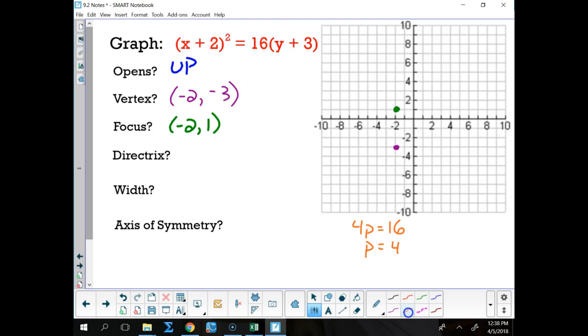Yes? Okay. Then, since I went up to get the focus, that means I'm going to go down to get the directrix. What's the equation of that line? Y equals -7.